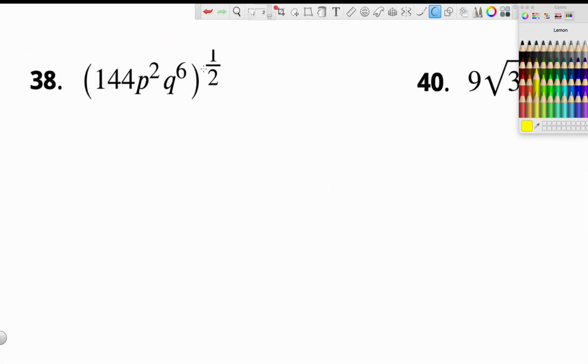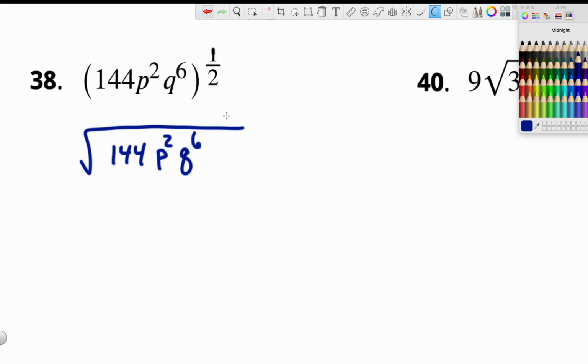Okay, and this one we're raising to the 1/2 power. So this is a radical in terms of an exponent. The way we could rewrite this if we wanted is the square root of 144 p squared q to the 6. You could rewrite it, but you really should get used to seeing this and understanding what it means.